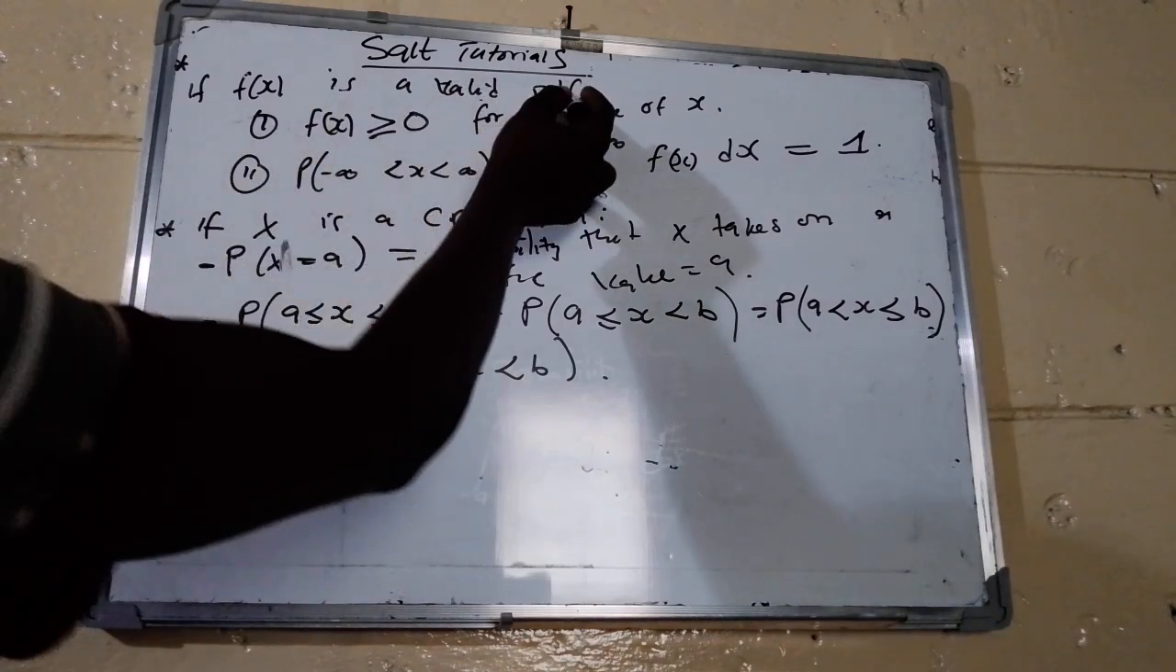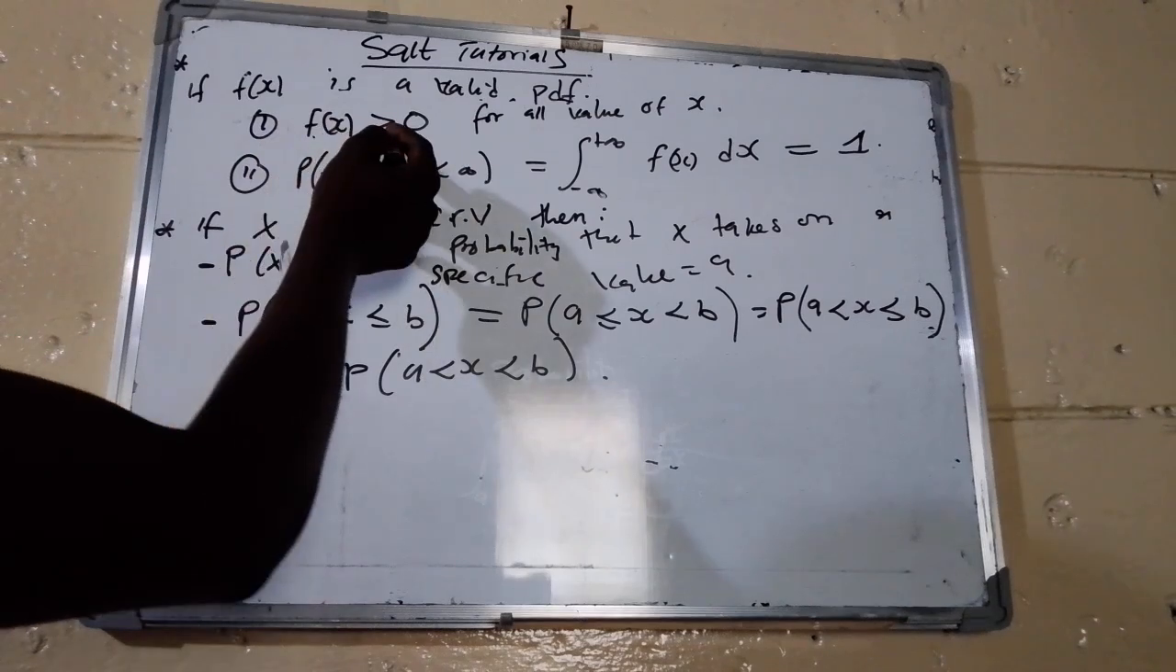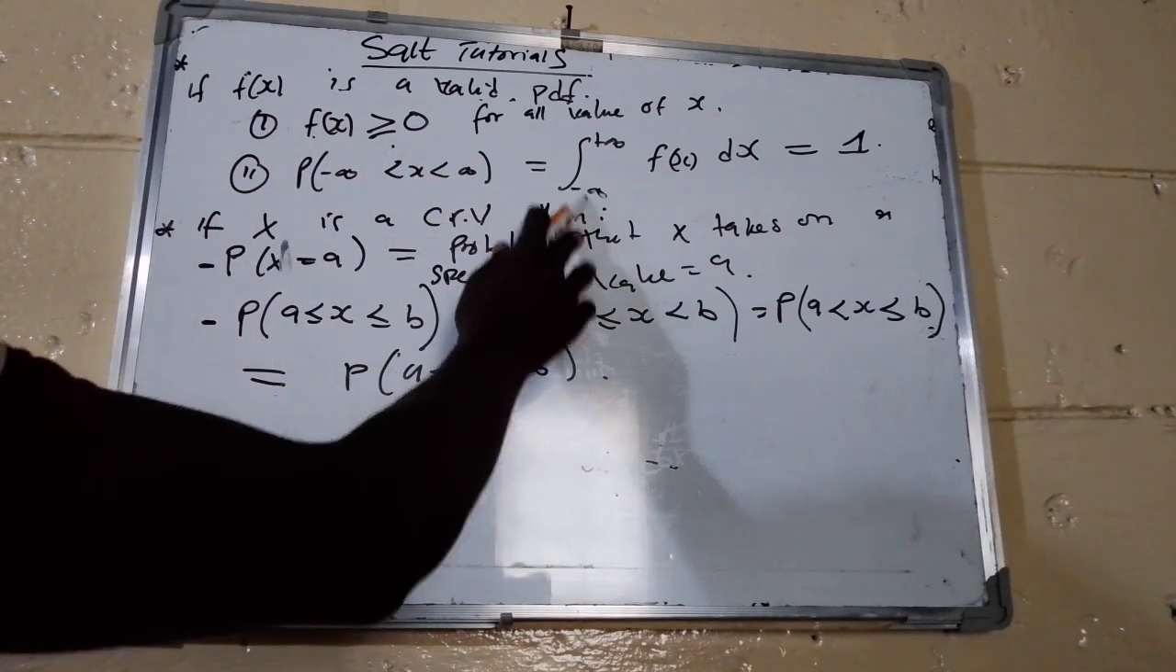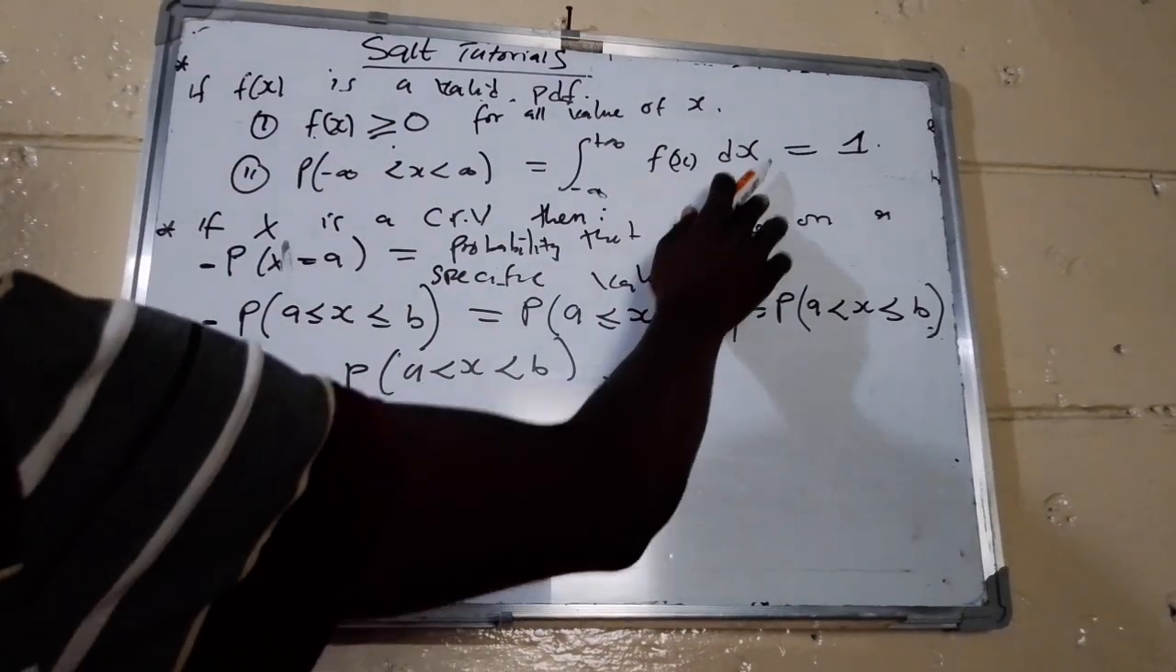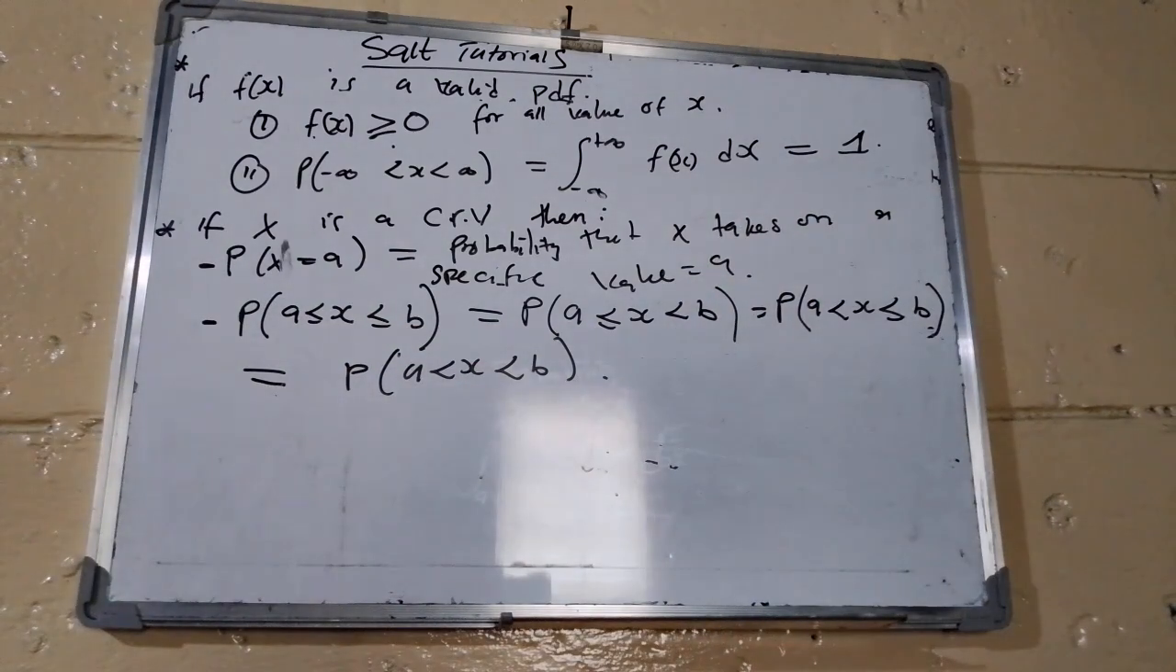Is it a valid PDF? Then f of x should be greater than or equal to 0, and the integral between those two bounds of f of x should be equal to 1.